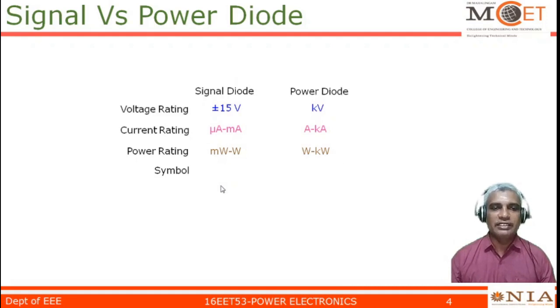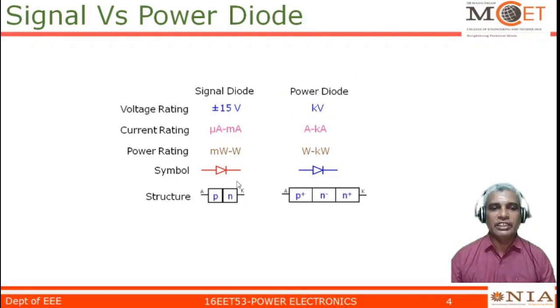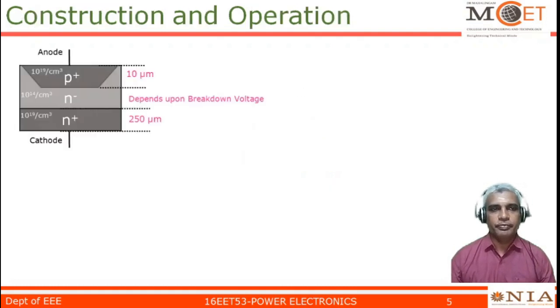Symbol wise, the power diode and signal diode do not differ; both remain the same. But to make a signal diode work as a power diode, there should be some constructional difference between the two, and that is reflected in the structure. A signal diode is a two-terminal, two-layer device, whereas a power diode is a two-terminal, three-layer device. There is an additional layer called the N minus layer. Let us discuss this construction in a little more elaborate way in the next slide.